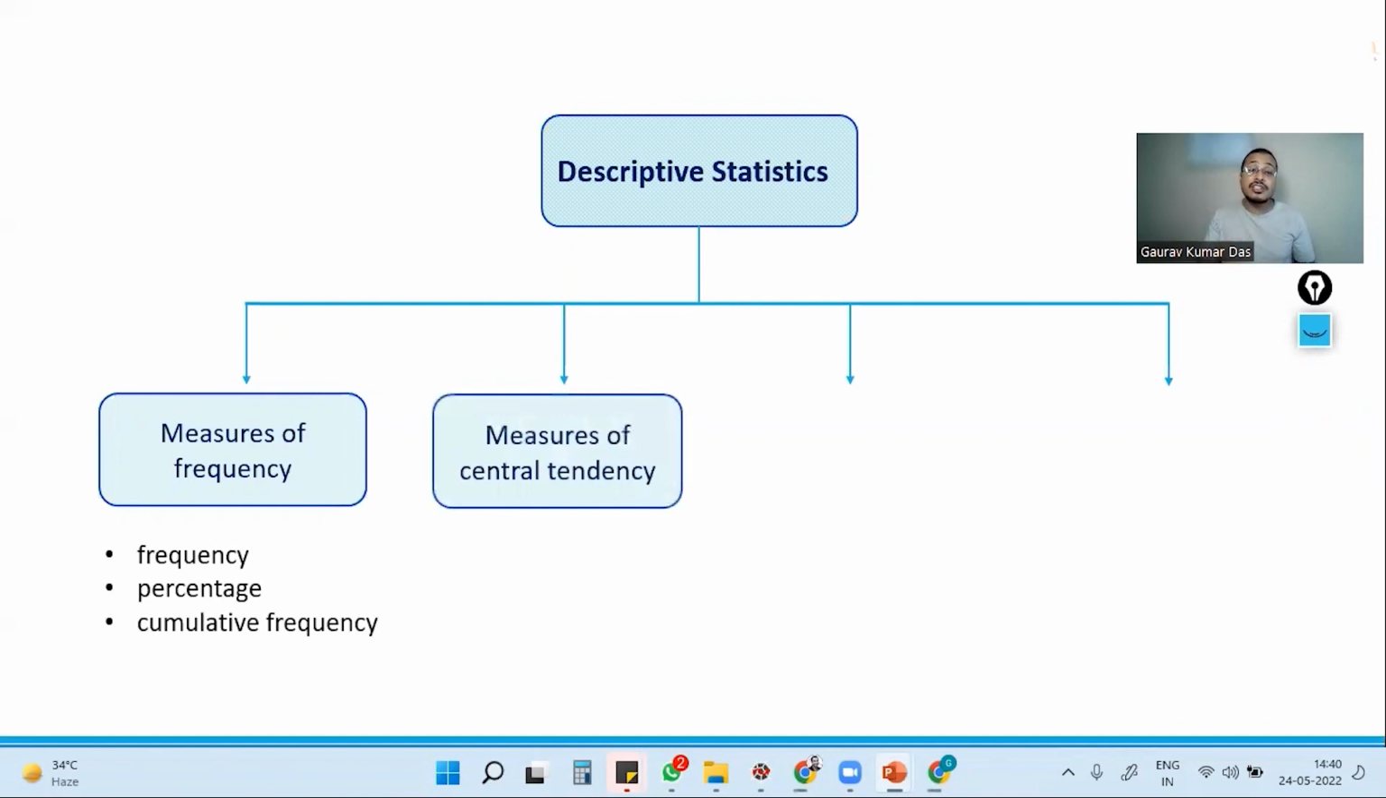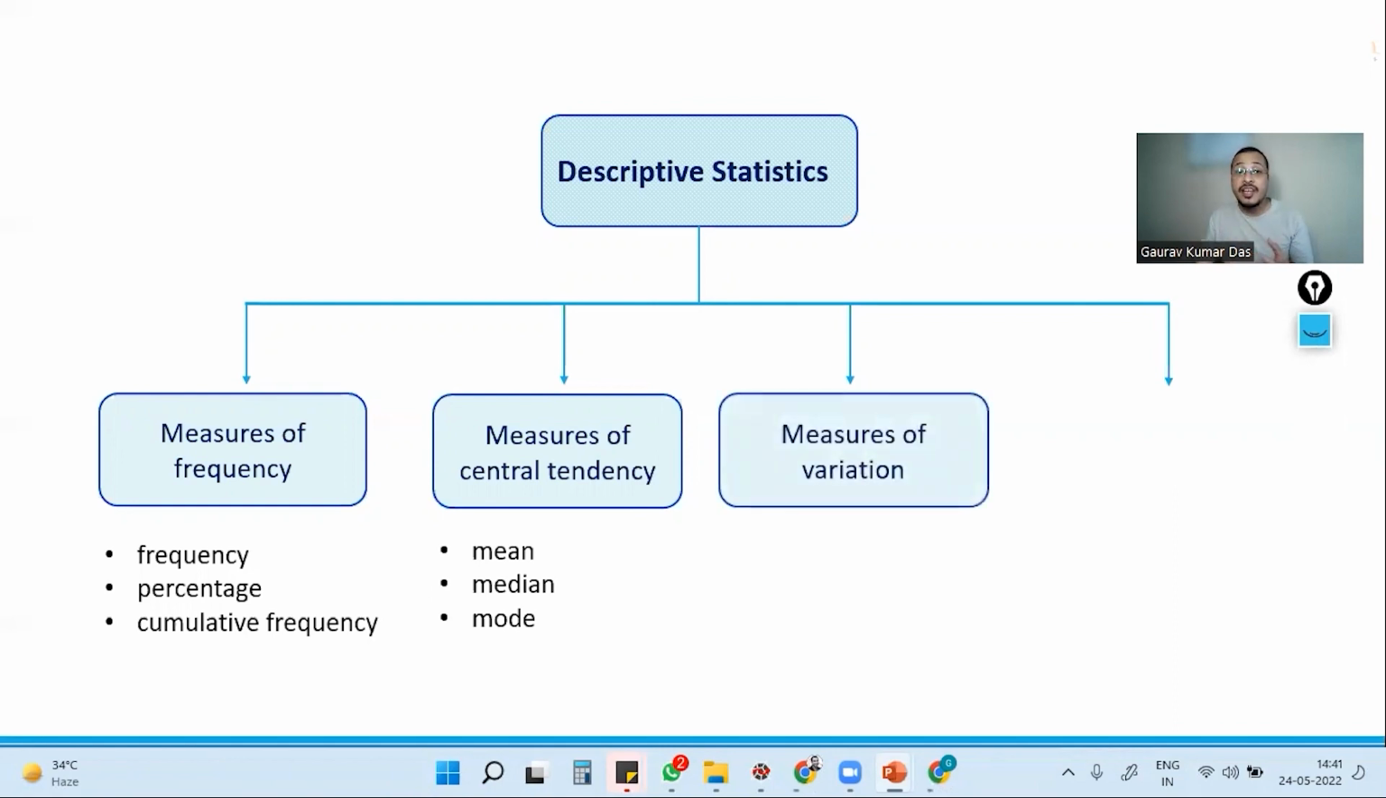Next, we have measures of central tendency. This is very important because that is where we will try to understand mean, median, mode. What is the central tendency of my entire data? If I have the entire data and I sort it in ascending order of magnitude, what is its central tendency? What is the value which is the average, or can be the median, or can be the mode? That is what measures of central tendency mean.